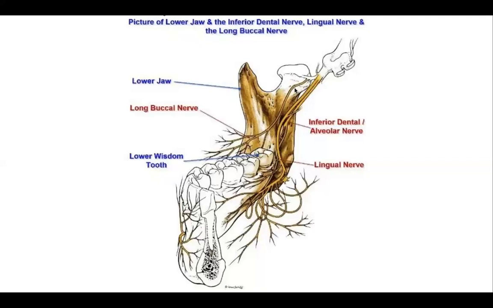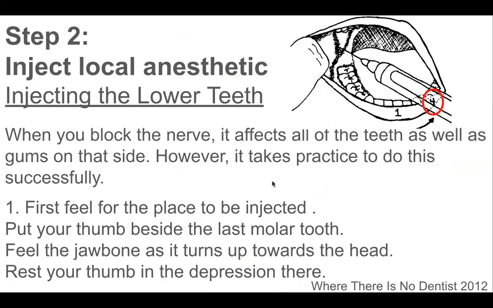These are the nerves that go towards the lower teeth. The first is the long buccal nerve, the second is the inferior alveolar nerve, and the third is the lingual nerve. You need to be careful not to injure all these nerves. When you block the nerve, it affects all of the teeth as well as the gums on that side. However, it takes practice to do this successfully.